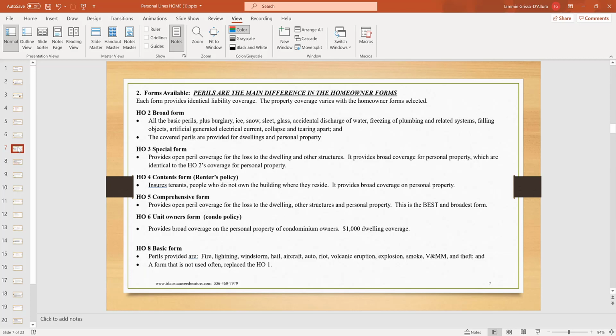So what I'm going to do is tell you what Section 1 property is and what Section 2 liability is. And then I'm going to circle around and tell you what each one of these specific homeowner forms means, because that is going to be your difference. It doesn't matter if you write an HO8 or an HO2 or an HO3 or 4 or 5 or 6. All of these forms include Section 1 and Section 2. So we'll circle back around and talk about these different perils in just a little bit.